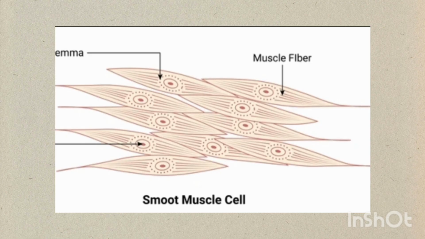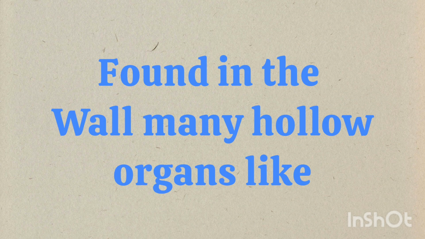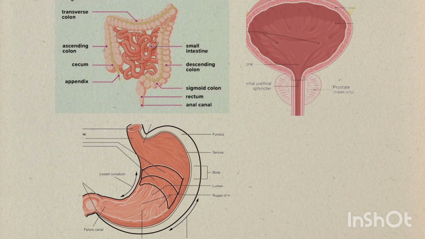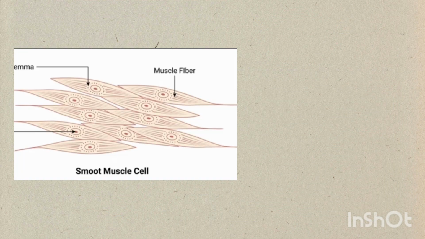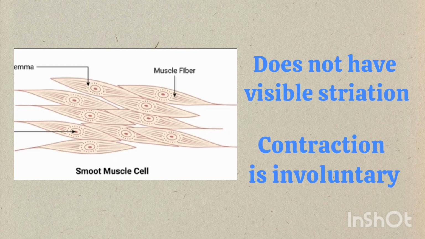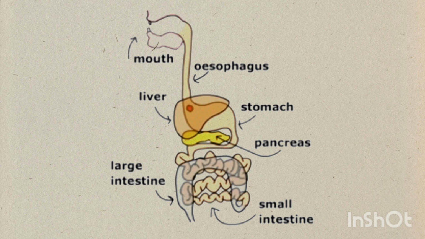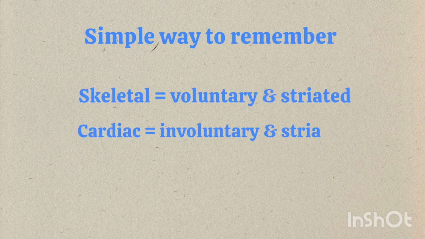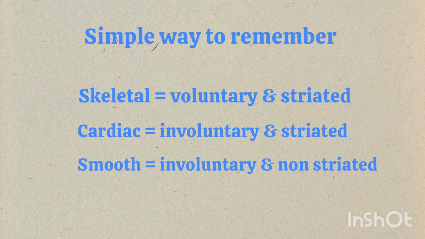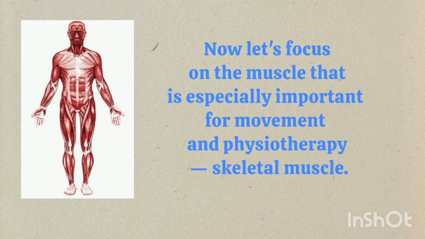Finally, we have smooth muscle. Smooth muscle is found in the walls of many hollow organs such as the intestine, stomach, urinary bladder, and blood vessels. Unlike skeletal and cardiac muscle, smooth muscle does not have visible striations. Its contraction is also involuntary. For example, when food moves through your digestive tract, smooth muscle is responsible for much of that movement. So, a simple way to remember: skeletal is voluntary and striated, cardiac is involuntary and striated, smooth is involuntary and non-striated.